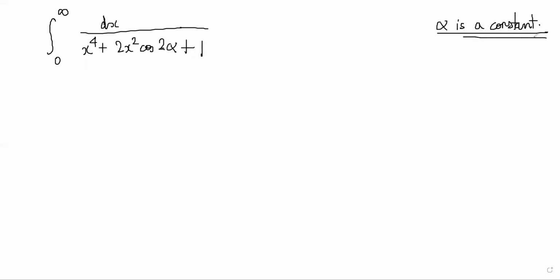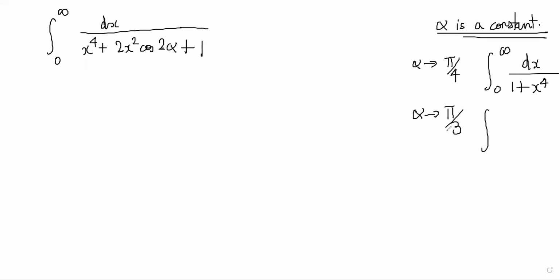Now if we are able to solve this integral, you can easily see that putting different values of alpha, if alpha is pi by 4 for example, cos 2 alpha will become cos pi by 2, which is 0. This reduces this integral to 1 plus x power 4. If alpha is pi by 3, cos 2 pi by 3 is minus half, so it becomes 0 to infinity dx by x power 4 minus x square plus 1.